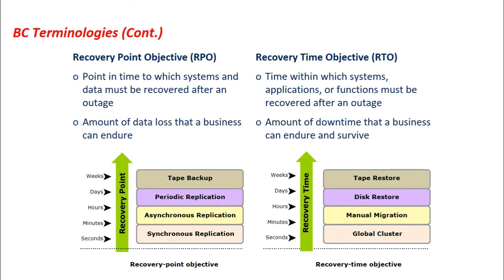This diagram shows the various RPOs and the corresponding ideal recovery strategies. If the recovery point is from seconds to minutes, the best way to restore the operation is using synchronous replication. If the recovery point objective is defined in terms of minutes to hours, we can use asynchronous replication to recover the data. If the recovery point objective is between hours and days, we can go for periodic replication to recover the data. And if the recovery point objective is defined in terms of days or weeks, we can go for tape backup.